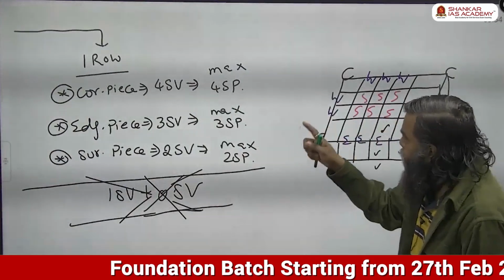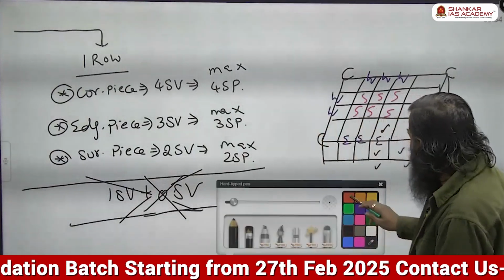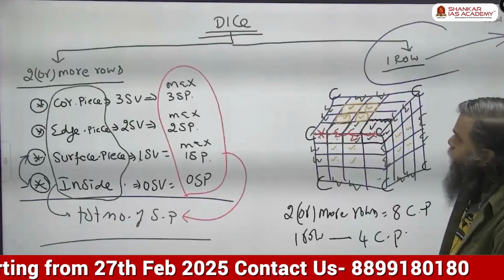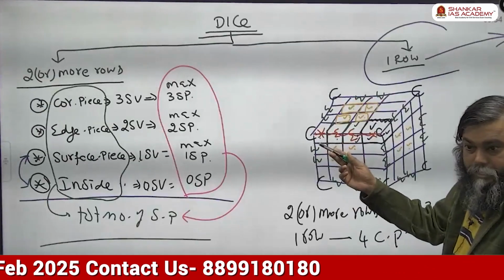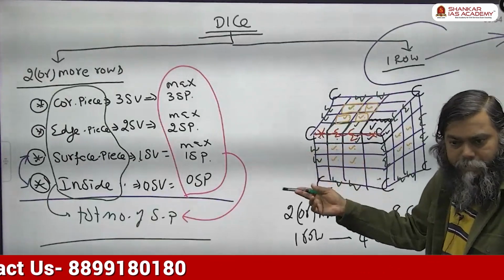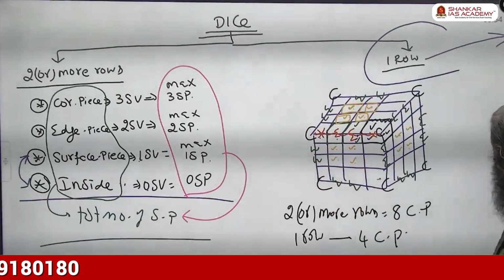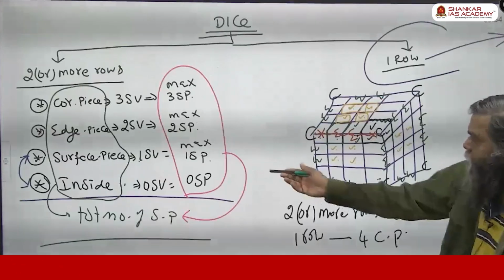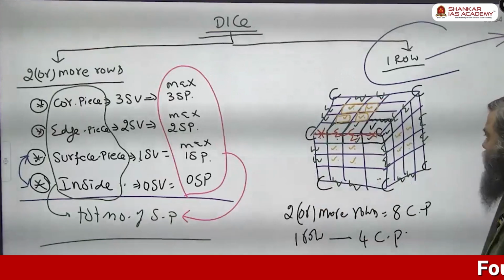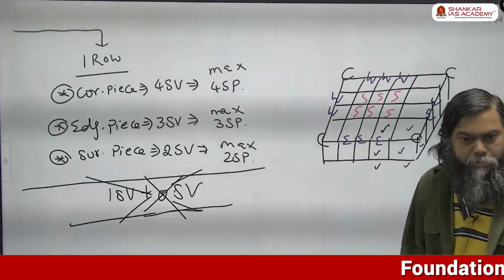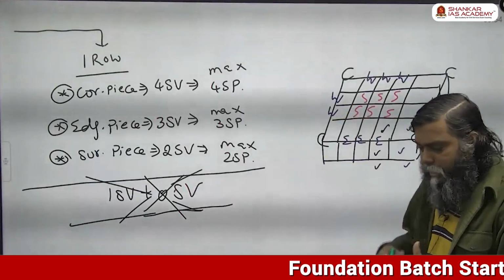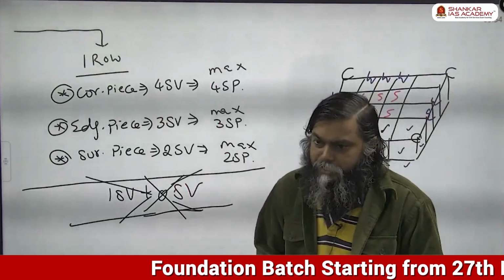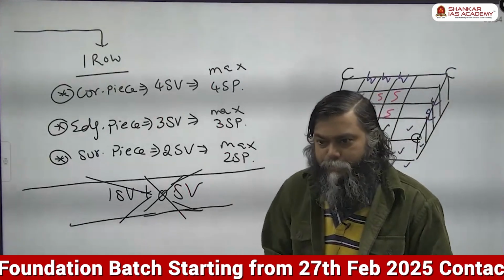Now, how many sides are painted on the corner piece here? 4 sides. Here? 3 sides. 2 is the answer. Here, how many sides are painted on the edge pieces? 2. But here? Then you will say 2 or 3. Here, how many sides are painted on the surface pieces? 1. Here? 2. 1 or 2 you will say. For each question, if it is a corner piece, 2 is the answer. Edge piece, 2 or 3. Surface piece, 1 or 2.